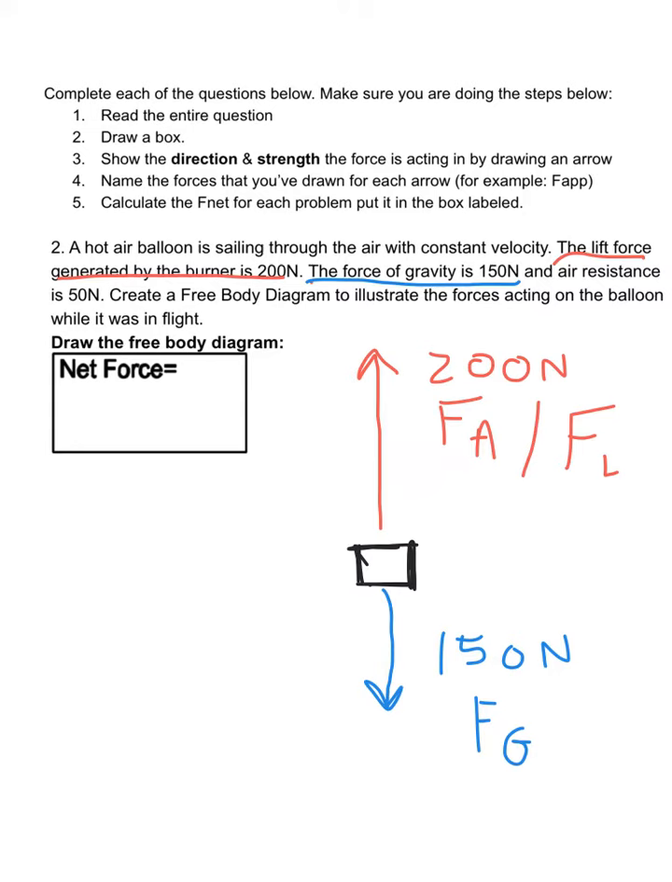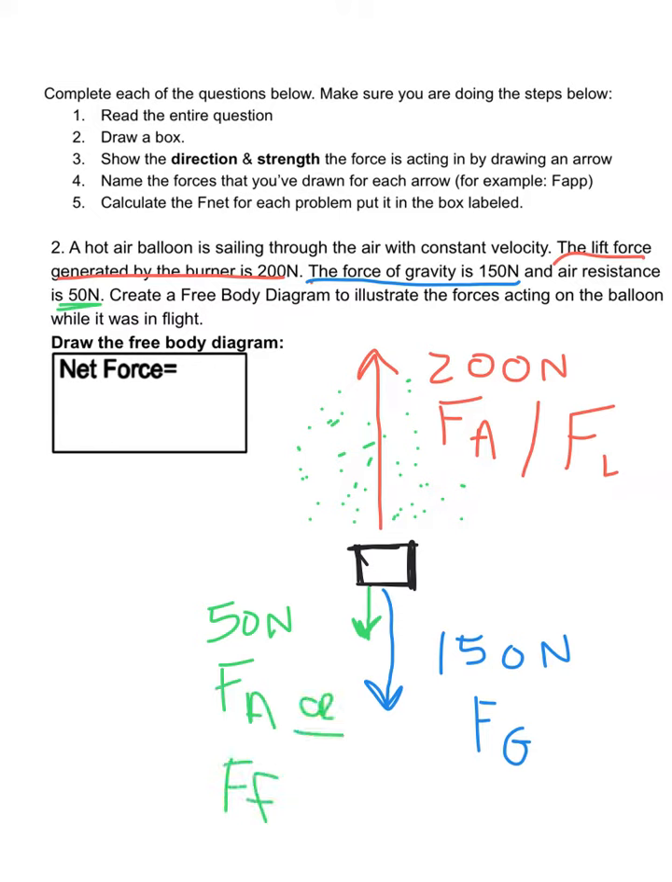So here's where some of you messed up. If the balloon is being lifted up through the air, it's moving through the air. So these green dots are supposed to represent the air molecules that it's moving through. So if that balloon is rising, it's being lifted through the air, the air is going to push down on the balloon with a force of 50 newtons. So you could have said force of air resistance, or air resistance is technically a type of friction.